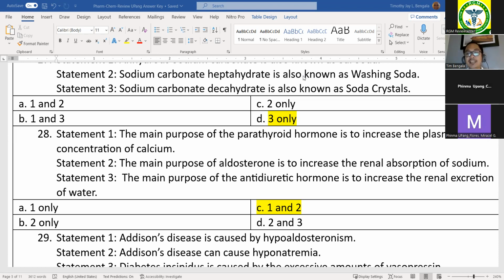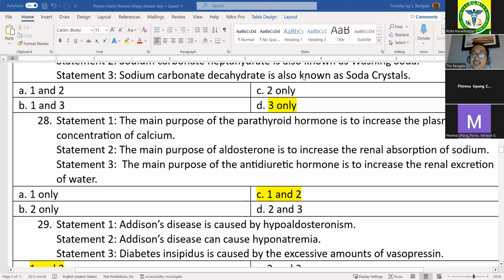Next, the main purpose of the antidiuretic hormone is to increase the renal excretion. So that is incorrect. Hindi renal excretion ang gusto niya. Diba? Renal retention. Ayaw niya nga maglabas ng tubig. Antidiuretic na siya. So, ang goal ng ADH is to decrease. Pababain yung iniihi mo. That means only statements 1 and 2 are correct. So, number 28, letter C.